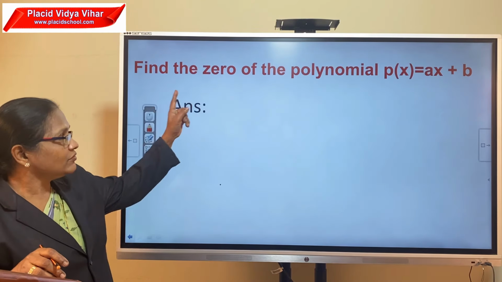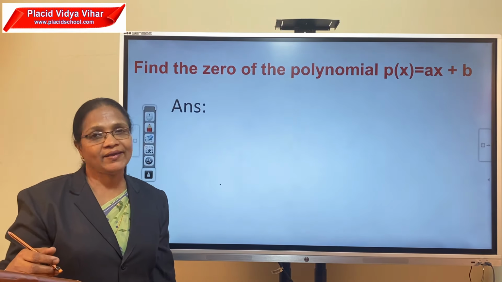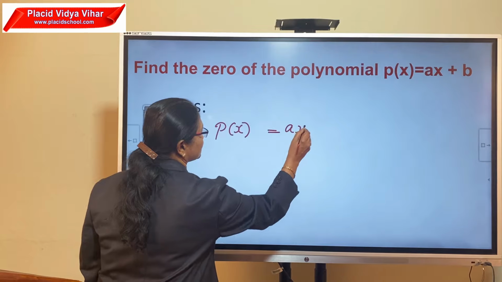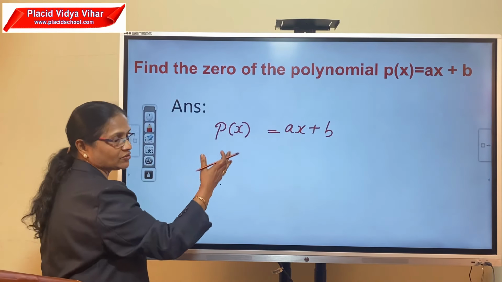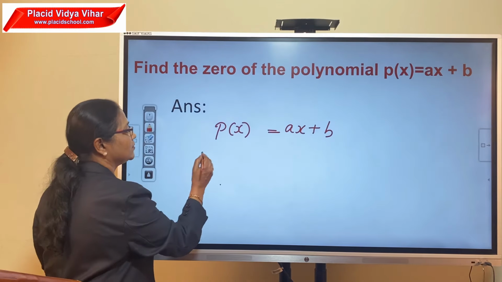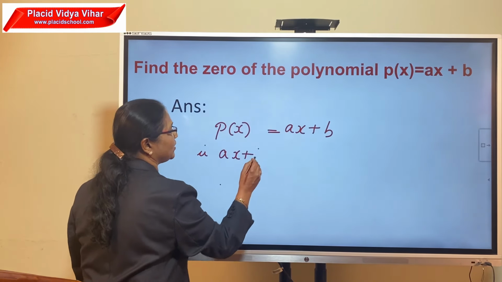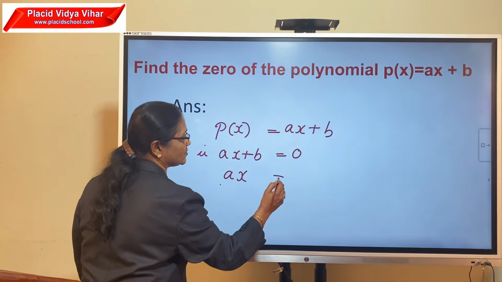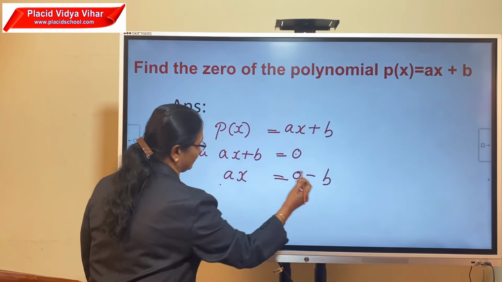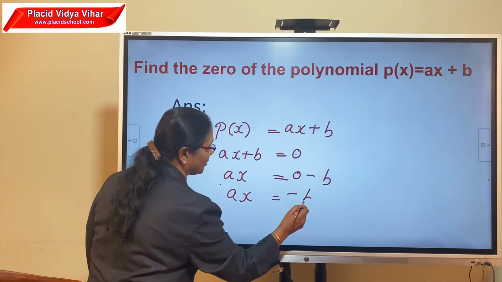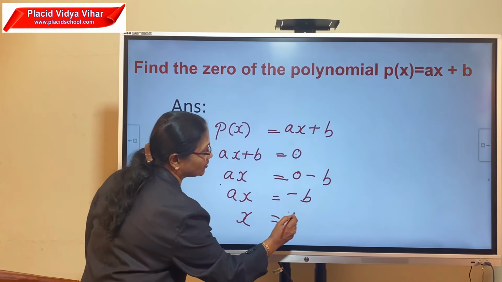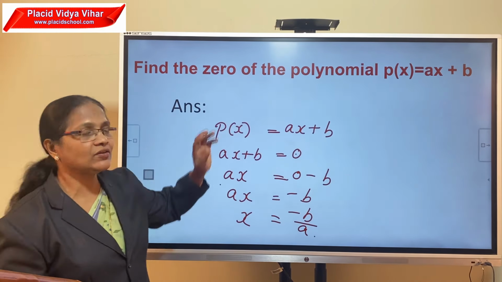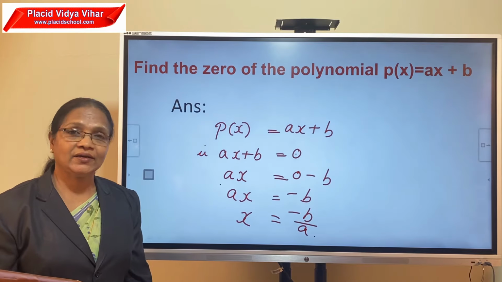Now the second question: find the zero of the polynomial p(x) equals ax plus b. We have to take p(x) equals 0, that is ax plus b equals 0. Then we can write ax equals 0 minus b, ax equals negative b. Therefore, x equals negative b by a. That is, negative b by a is the zero of the polynomial p(x) equals ax plus b.